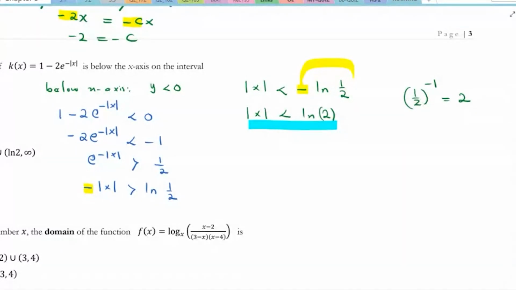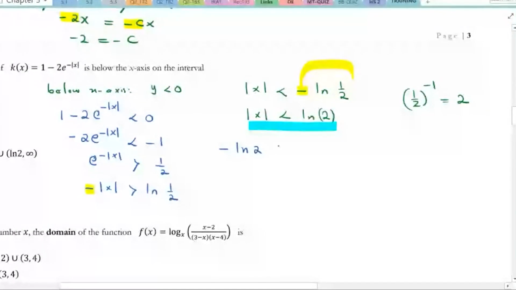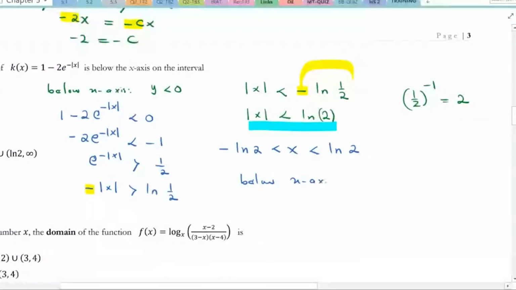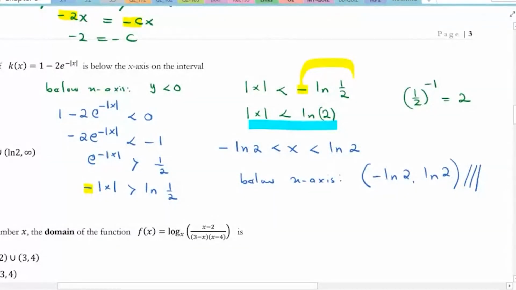When we have this one, it is what we call the central inequality. This means minus ln of 2 will be less than x, which is going to be less than ln of 2. And that means the graph is going to be below the x-axis on the interval from minus ln of 2 to ln of 2. And that is our answer by algebra. Questions, please.